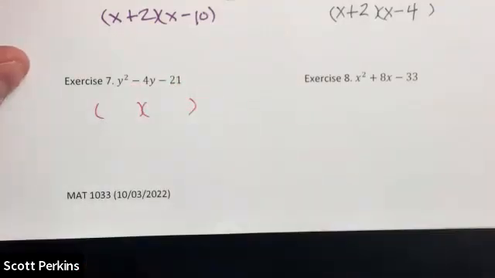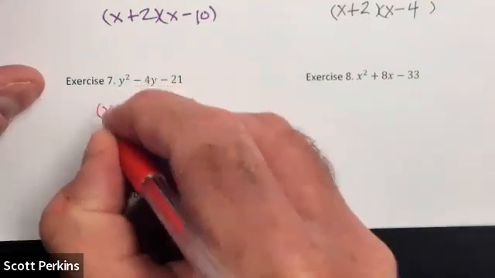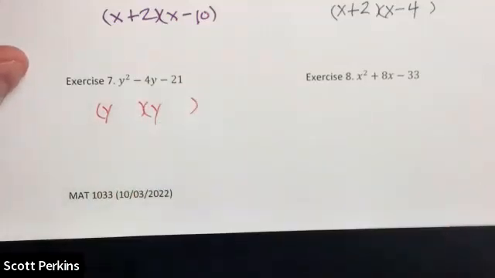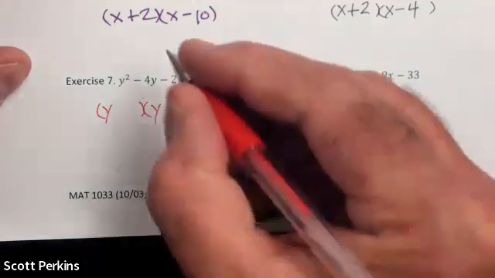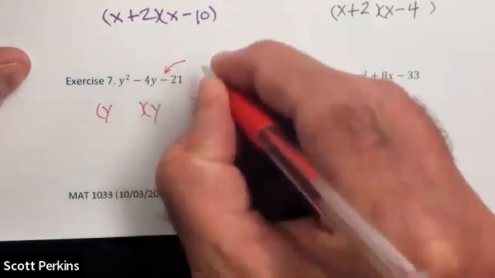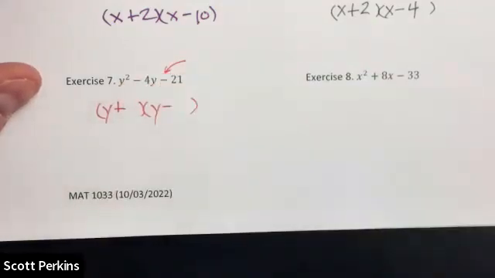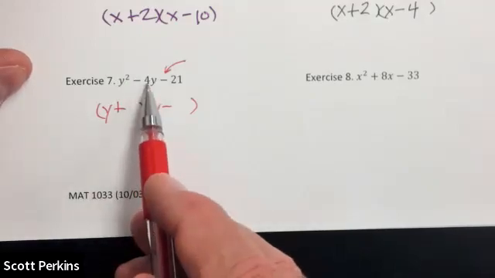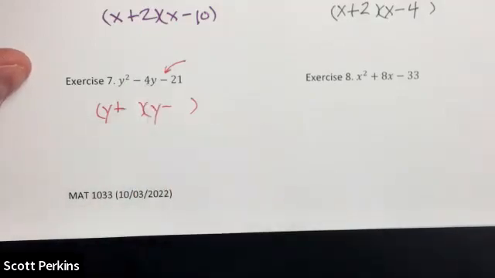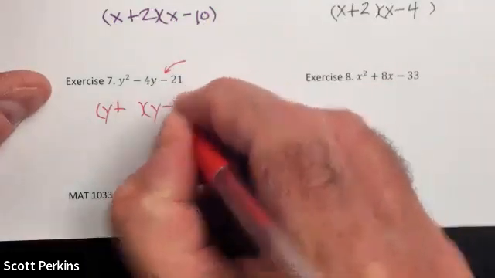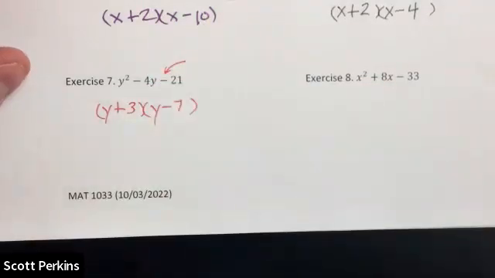So there's a 1 in front of the squared term, so y squared is y times y. What about this problem tells me my signs have to be different? The negative in front of the 21, okay? So positive and a negative, or negative and positive, doesn't matter. And what are the two values that I'm going to use that are going to be 4 apart? -7, +3. Excellent job. Do exercise 8.